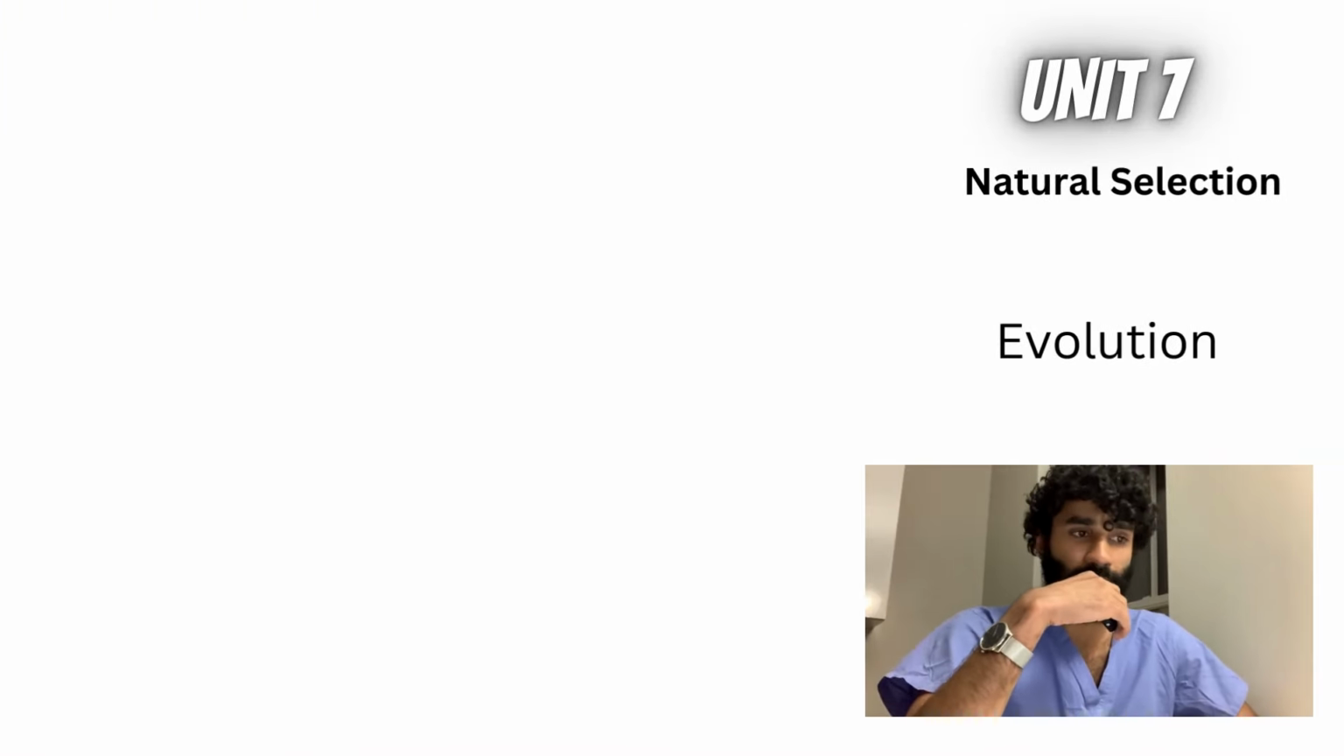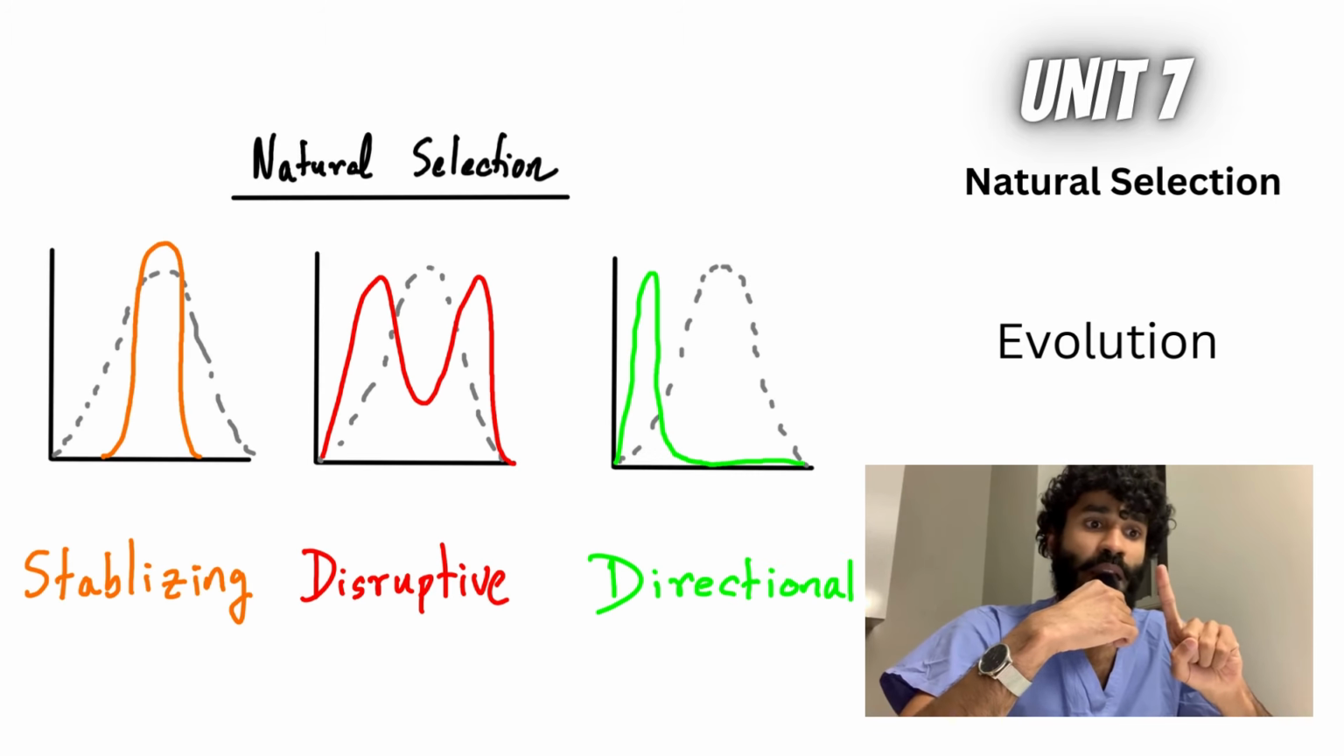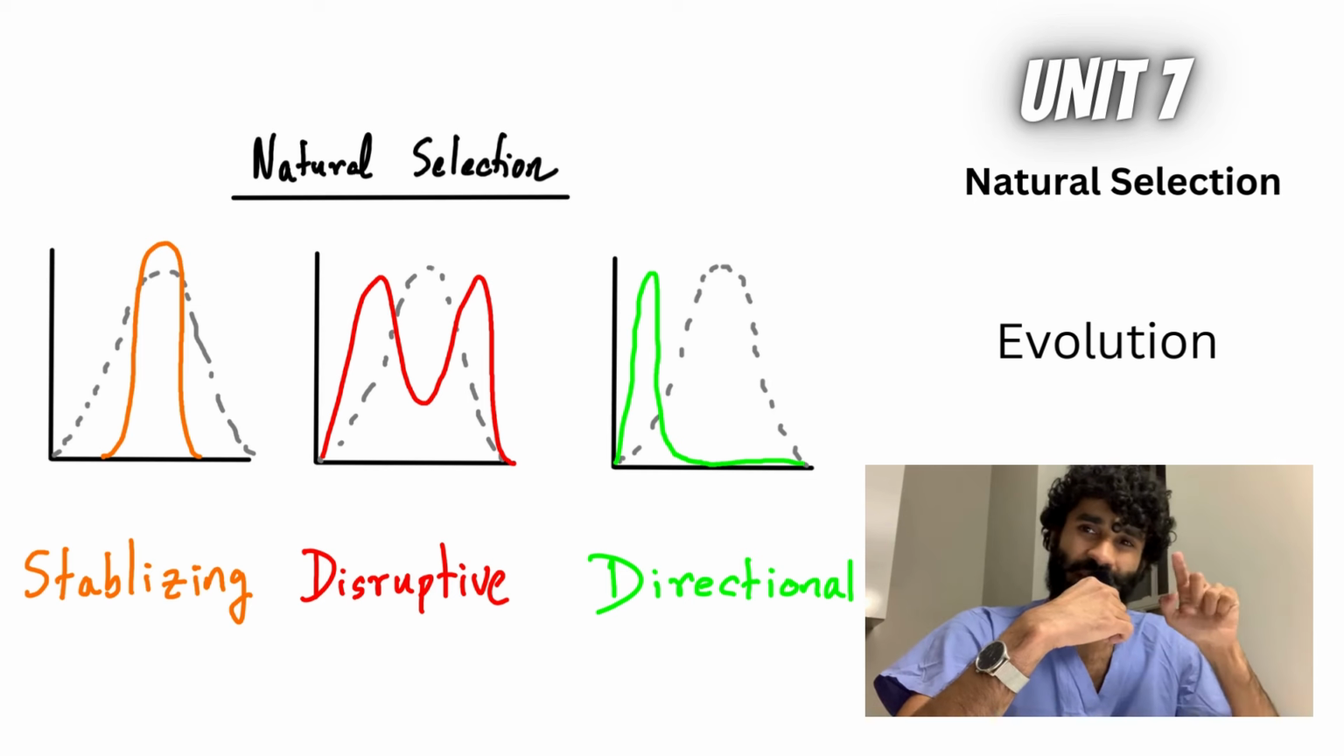Unit 7, Natural Selection. The first block is on evolution. Individuals don't evolve, but populations do. Individuals will have inherent genetic diversity. When you apply a selective pressure, certain individuals will survive and pass on their genes, and that's called natural selection. There are three different types. You have stabilizing, which eliminates extremes. You have disruptive, which increases the extreme at the expense of the intermediate form. And then you have directional, where one phenotype replaces the other.